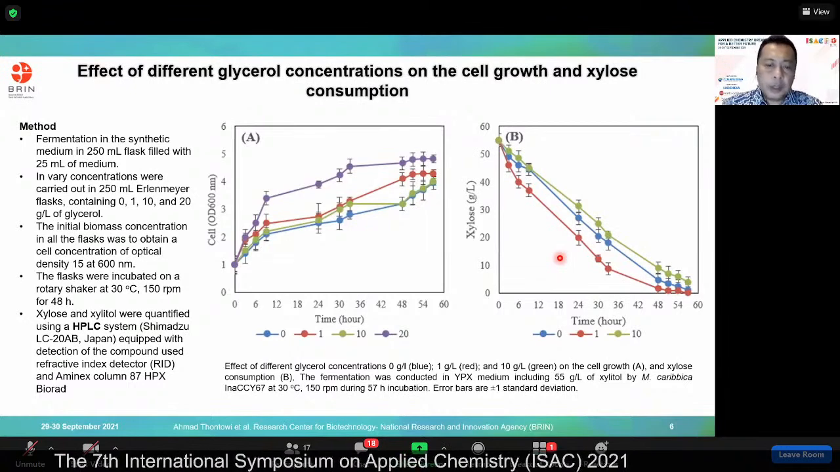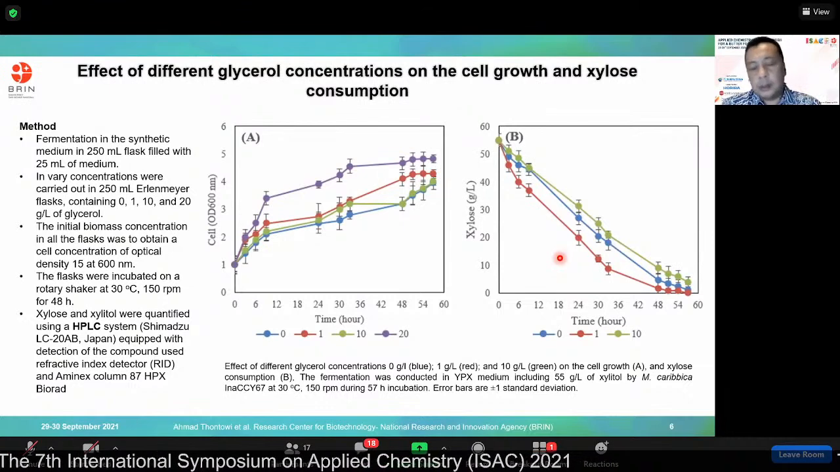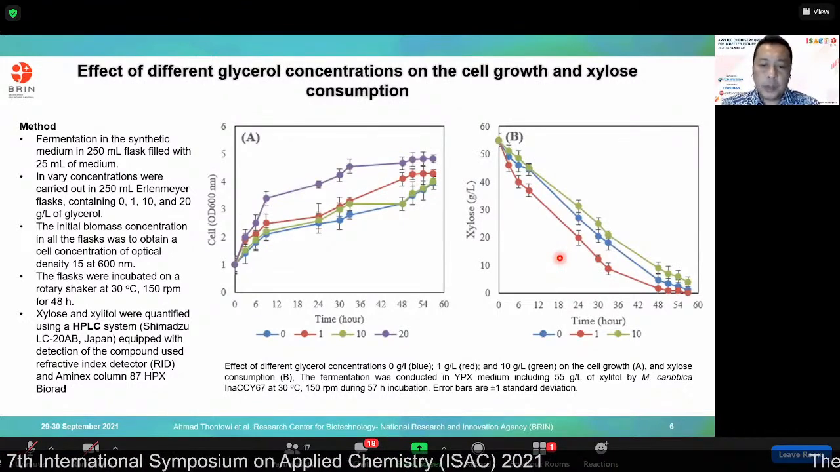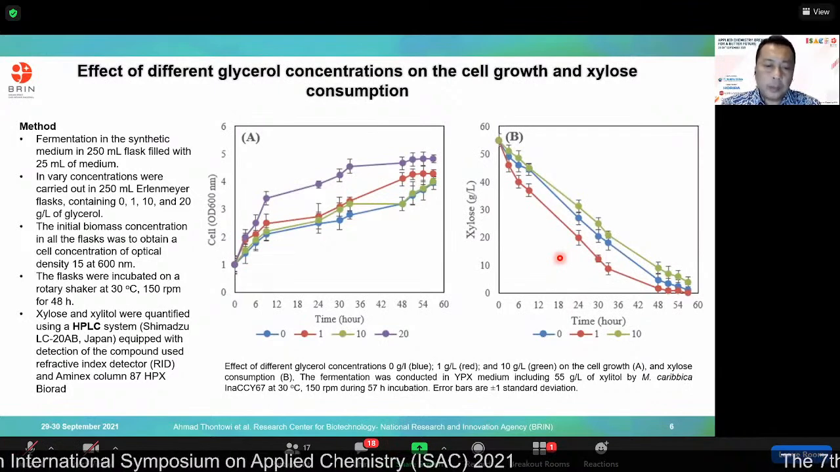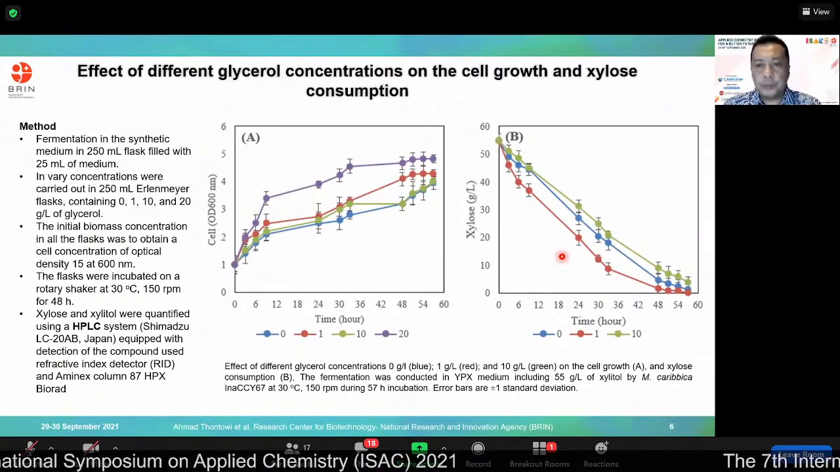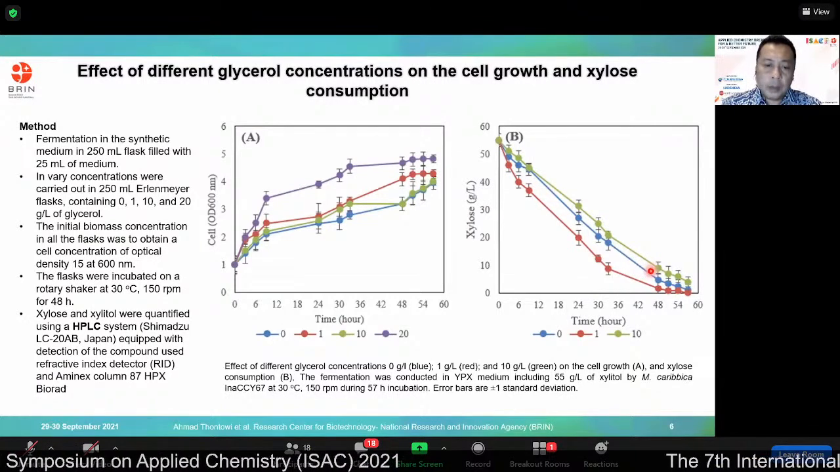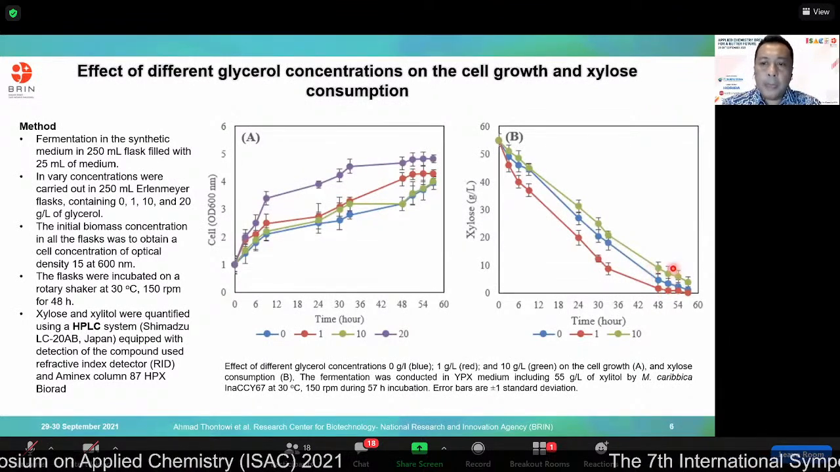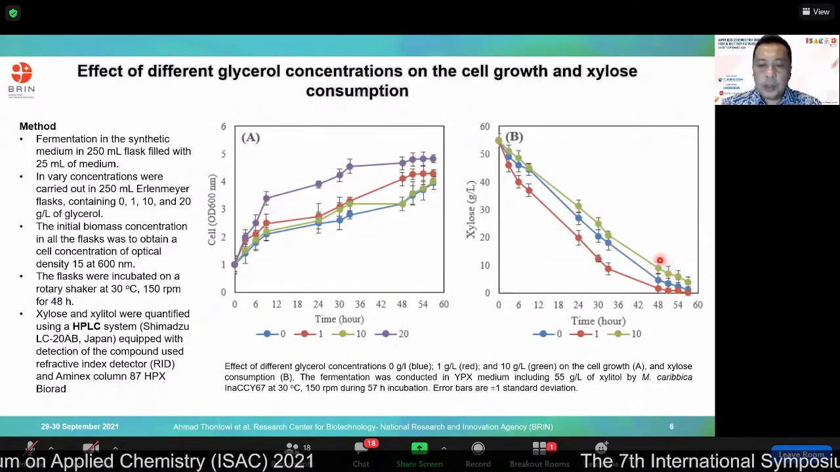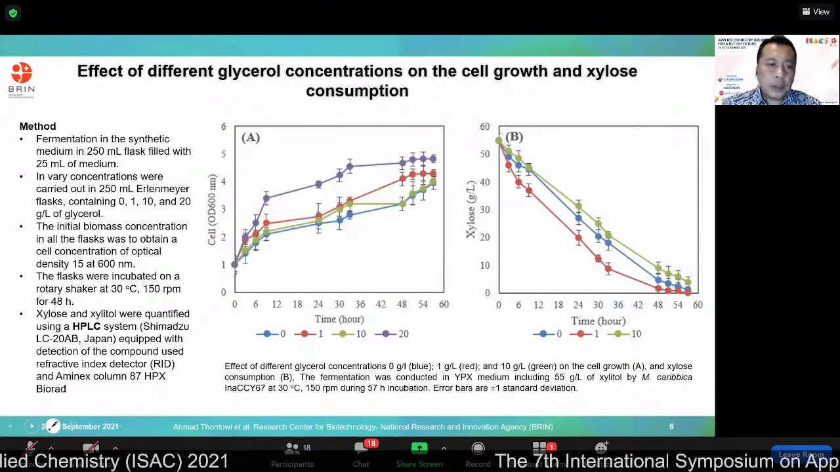In the media containing only xylose and the yeast extract peptone xylose medium containing glycerol 1 gram per liter, almost 100% of xylose was consumed after 50 hours of fermentation, whereas in a medium containing glycerol at 4 grams per liter, 10% remained at the end of the fermentation.